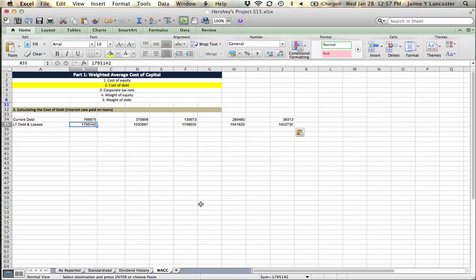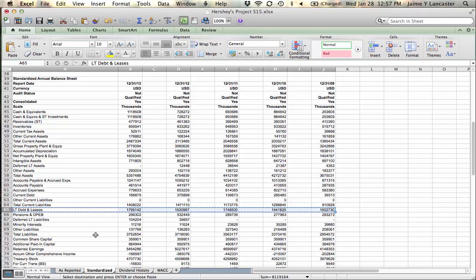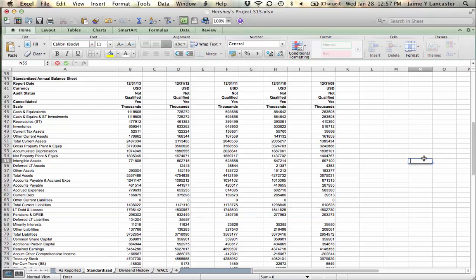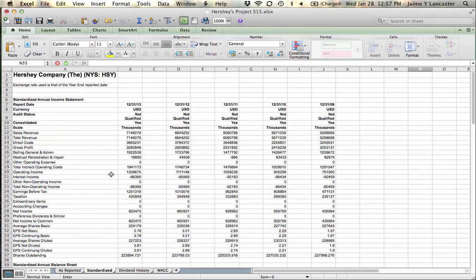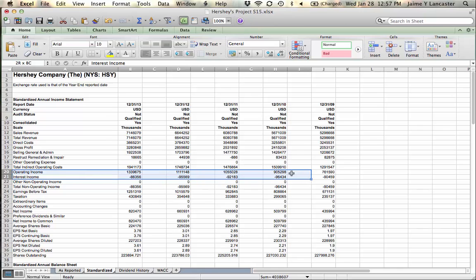The next thing we need is to figure out how much interest they're paying on debt. If you go to your standardized statement and you go up to your income statement and you see interest, the only item for interest is interest income. It's probably this way in your company, but it might not necessarily be. And it's a negative number, indicating that they had a negative interest income, which means an interest expense. It's a tricky way to say they paid interest.